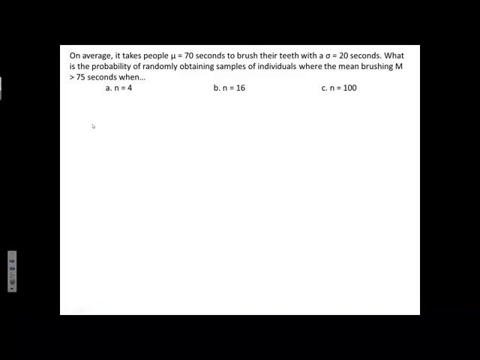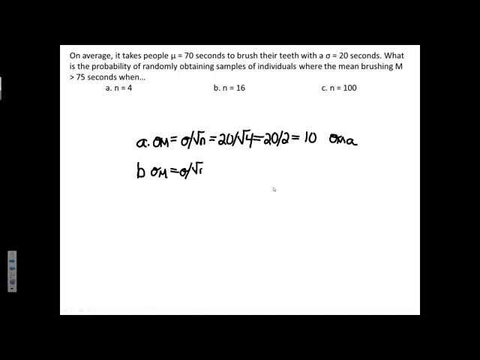So the first step in this is to find our standard errors. And I'm going to find 3 separate standard errors for those 3 separate sample sizes. So in group A, the standard error is equal to the standard deviation divided by the square root of n. Standard deviation is 20 divided by the square root of the sample size of 4 for that first group, group A. This becomes 20 divided by 2, and we get 10 for our standard error for group A. Group B, same formula that we used before for the standard error, but now we have a different sample size of 16. And 20 divided by the square root of 16 becomes 20 divided by 4, and we end up with 5 for the standard error for group B.